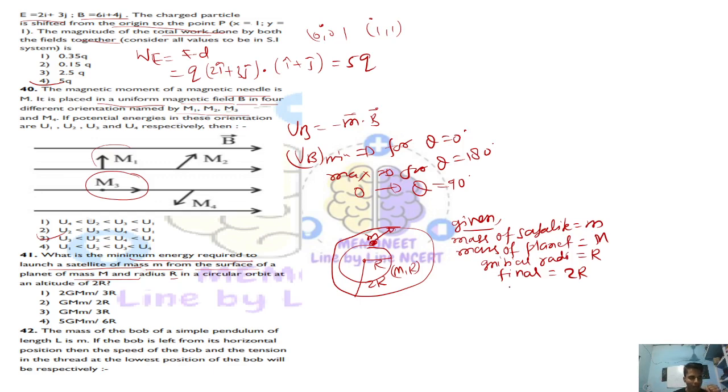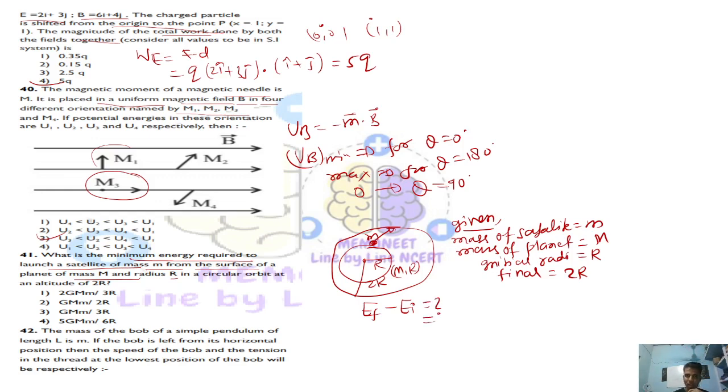Now you need to calculate the final total energy and the final potential energy, and from the difference you can easily calculate the minimum energy required. The minimum energy is the final energy minus the initial energy. It means once it moves to the 2R orbit from R, this energy difference is required to be given so that it can get into 2R. So E final, you need to calculate this quantity.